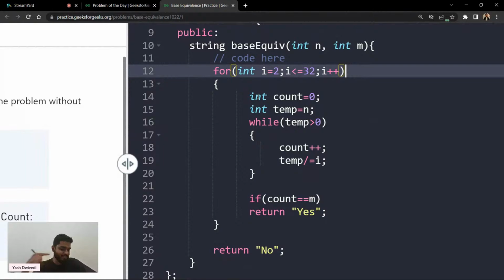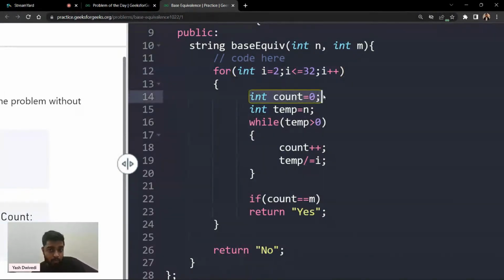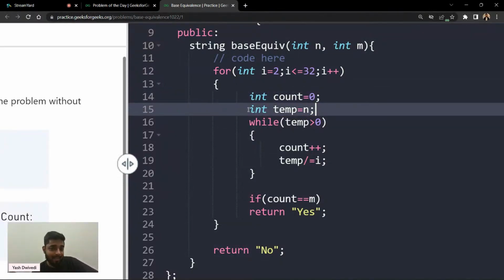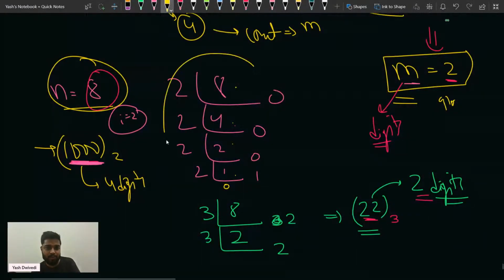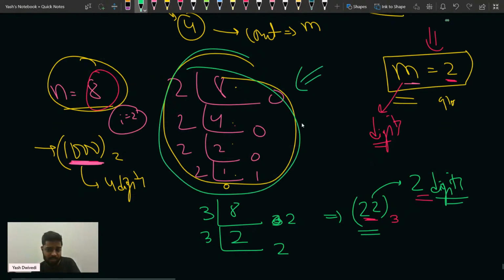So for the ith base, every time I'm trying to check, and I'm trying to mark the number of digits for that particular base as 0, and then I'm storing the number n in temp so that I don't lose the number n. And while the number is greater than 0, basically this particular type of division that we do here, you can see I've highlighted it with yellow color, or you can say green color. This type of division is what I'm trying to do.